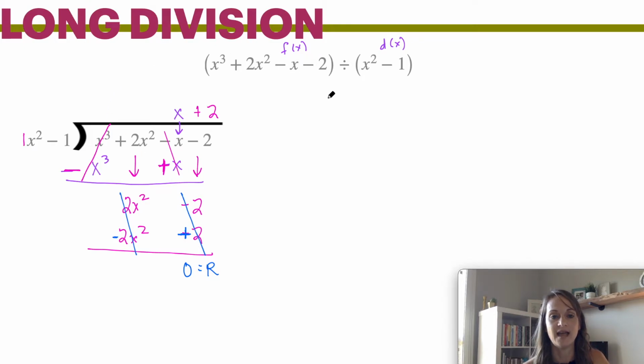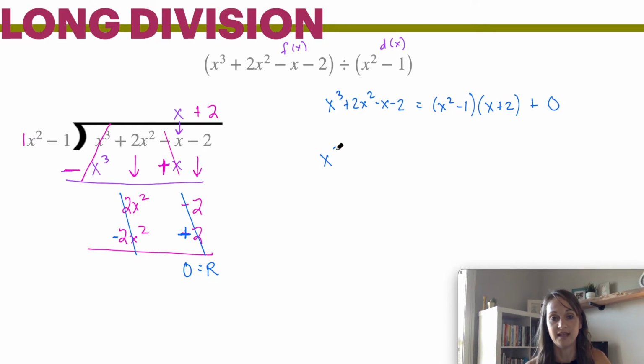So there are 2 ways you could have written this. You could write it as the function is equal to the divisor times the quotient plus the remainder.